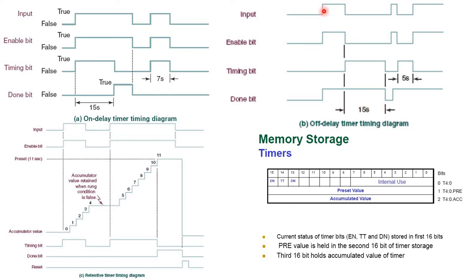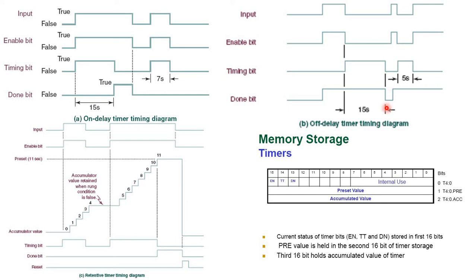So let's say the input becomes true, so the enable becomes true, but the timing will start to count only once your input becomes false again. So when your input becomes false, your timing starts to count time, and your done bit is true immediately when the enable is true. So this is the difference. You can see here the phase difference. And the done bit will become false only when the timing is finished. Then the done bit will become false.